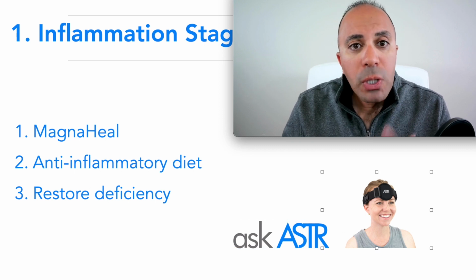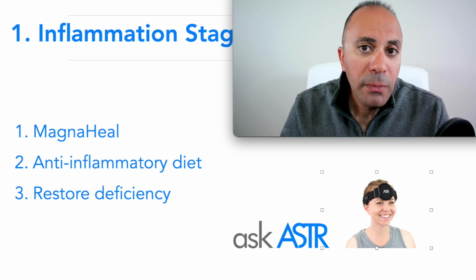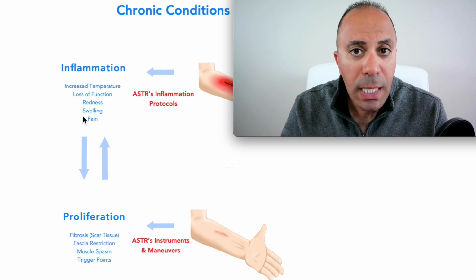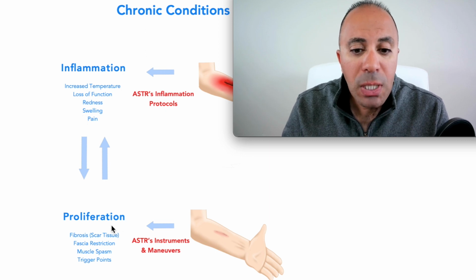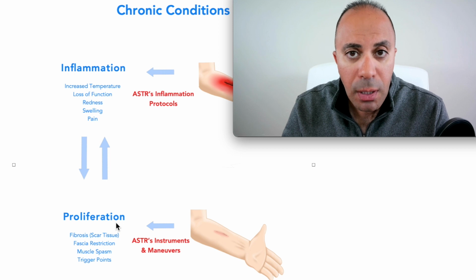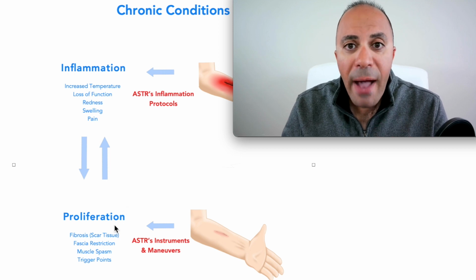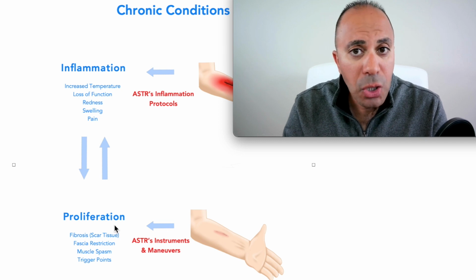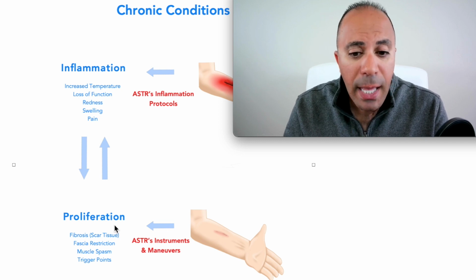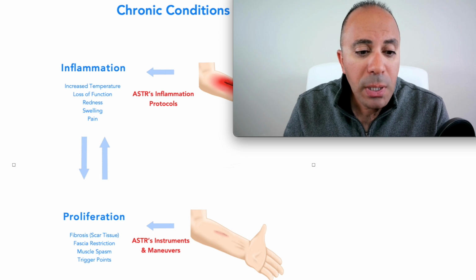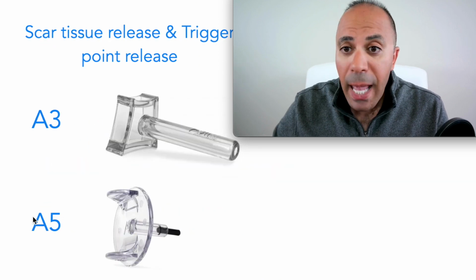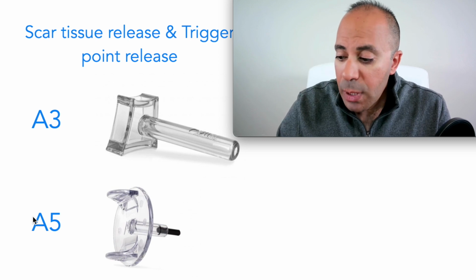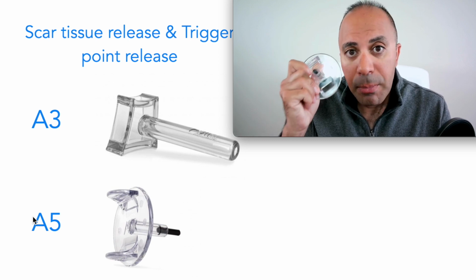So what should we do at the same time to really relieve the ankle pain? As we see here, we have to work on the inflammation stage, decreasing the inflammation. Simultaneously, we have to work on the scar tissue. At the proliferation stage, we have to break the scar tissue, release the fascial restriction and trigger points. So what I personally do is use the A3 to release the superficial scar tissue, and I use the A5 to break deep scar tissue.